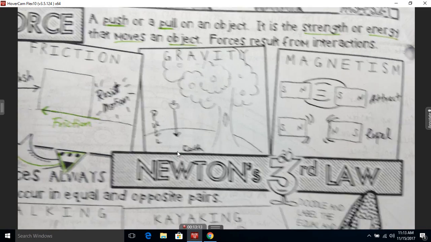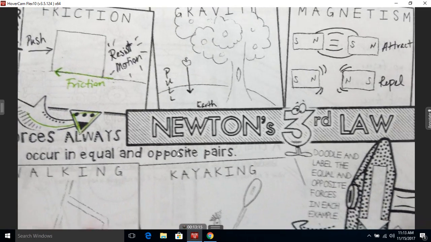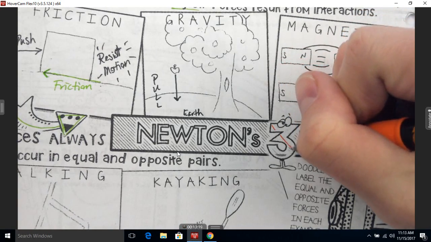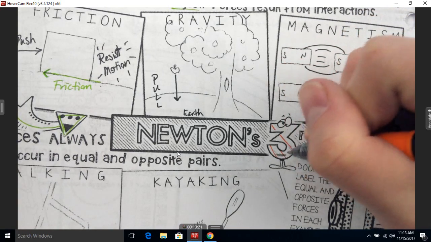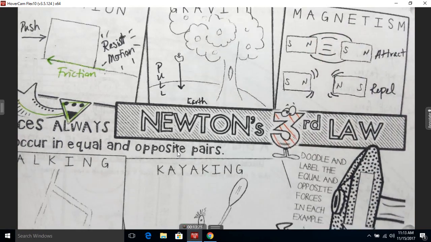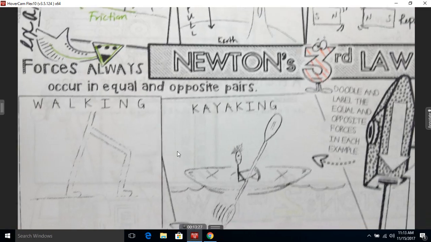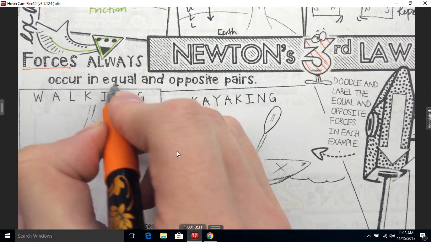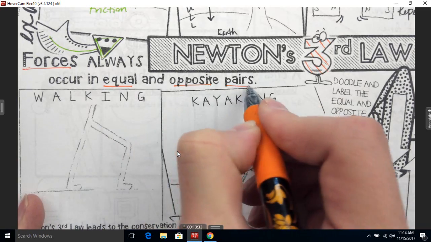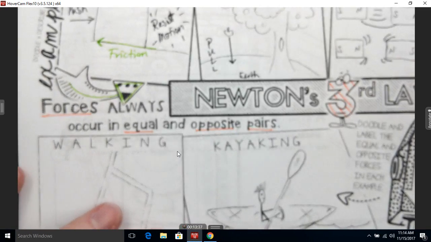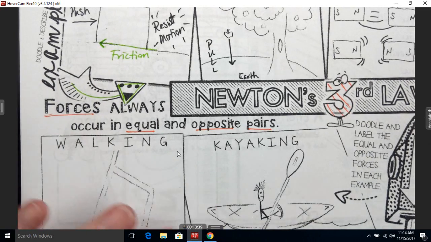The third law. I did that one in orange, y'all. So, if you want to follow that color pattern I've been using, you can. If you don't, I don't care. More power to you, whatever. But I did that in orange, okay? Forces always occur in equal and opposite pairs. Okay, that's what the third law says. Actually, it's way more detailed, but we'll go with this.